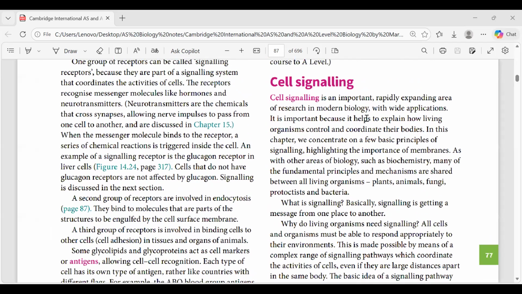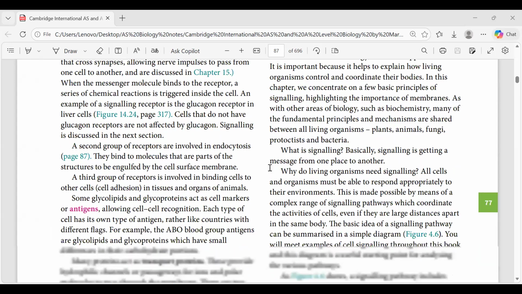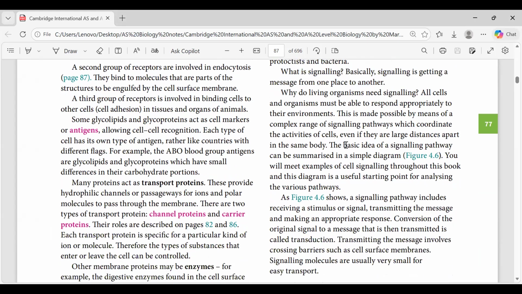So in this they have mentioned cell signaling is an important, rapidly expanding area of research. You can ignore this. What is signaling? Basically, signaling is getting a message from one place to another. This is simple, right? And they have asked the question: why do living organisms need signaling? So all the cells and organisms must be able to respond appropriately to their environment. This is what I'm saying.